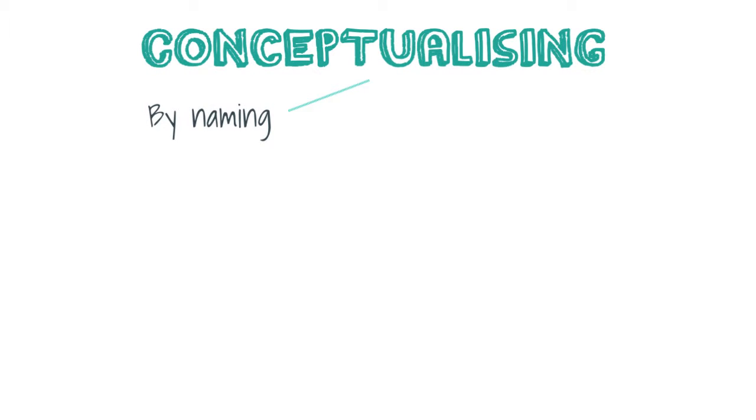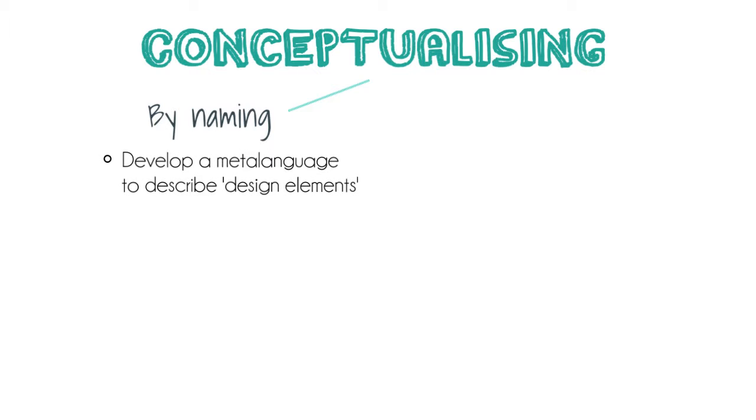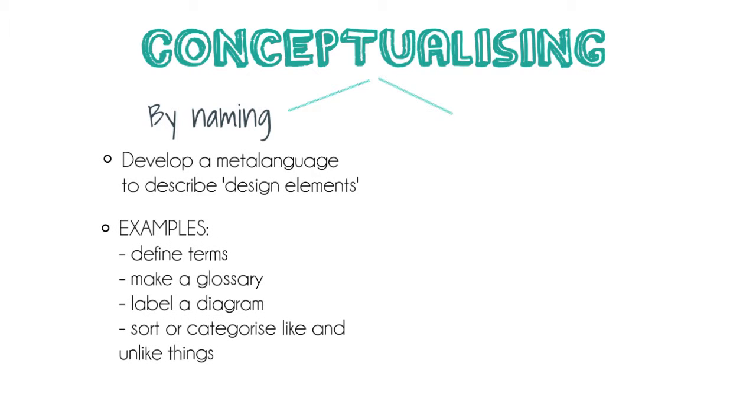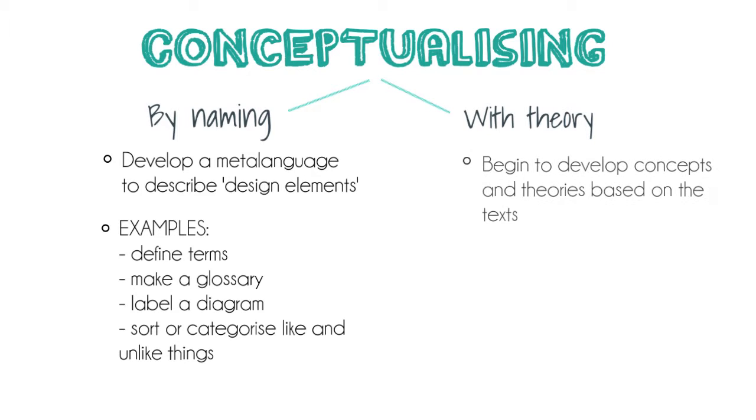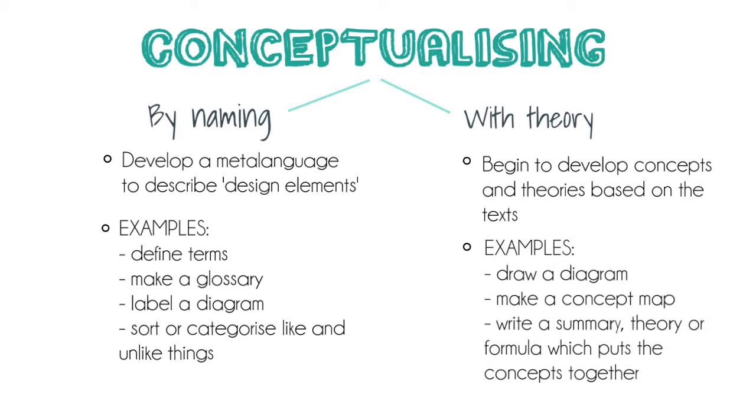Conceptualising involves identifying or naming through glossaries, labelling, sorting, and categorising. When students conceptualise, they also theorise by working on concept maps, discussing cause and effect, comparing and contrasting, making decisions, and summarising.